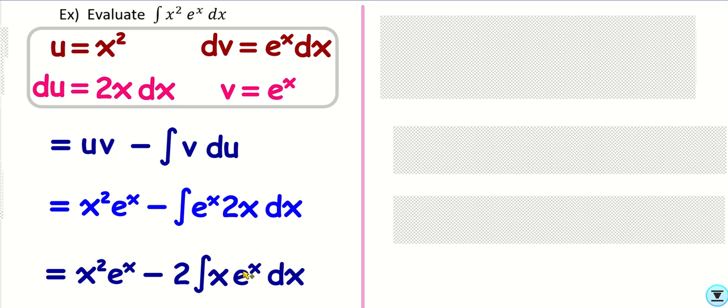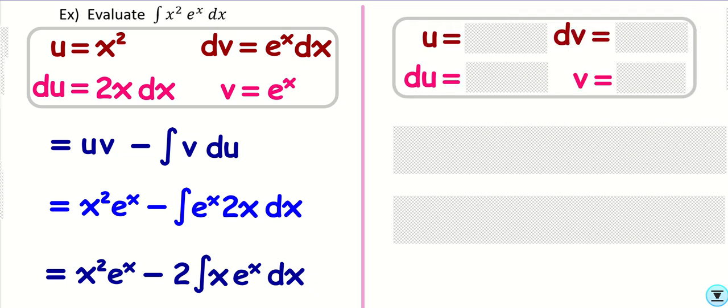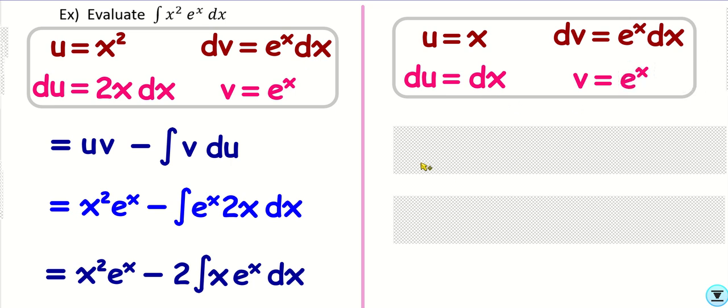Anyway, so is this integral now doable? Actually, no. But I hope you notice that it is simpler. We started with an integral of x squared e to the x. Now it's lesser, it's simpler, which guess what that means we have to do next? Integration by parts again. All right, so now u equals x, dv equals e to the x dx. So now du is just going to be dx, and there's my v.